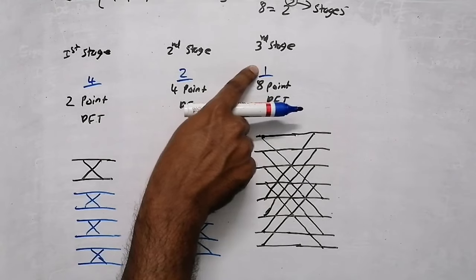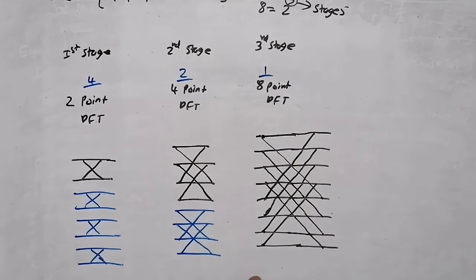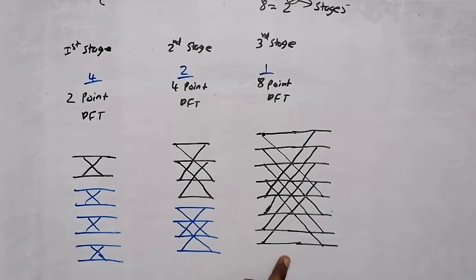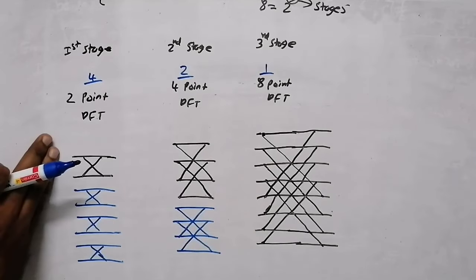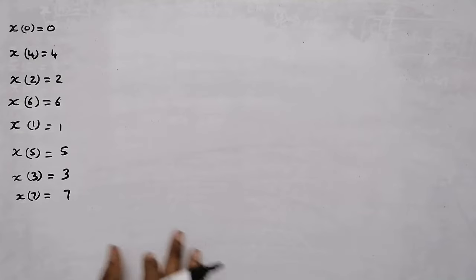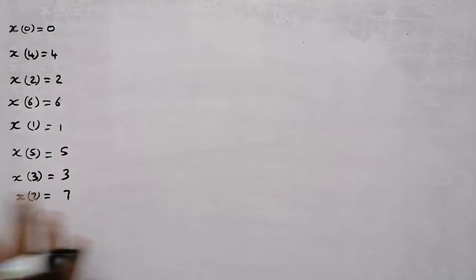8-point DFT, we need only one pair, that is this pair. This is the graph, or this is the algorithm, the butterfly diagram. Now we need to write our bit reversal order here. Okay, so this is the bit reversal order that we found.